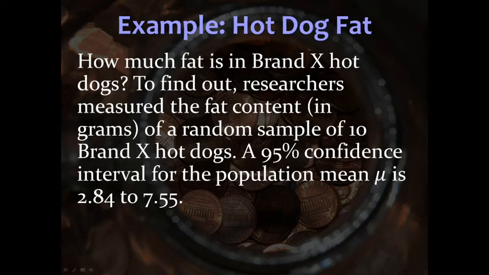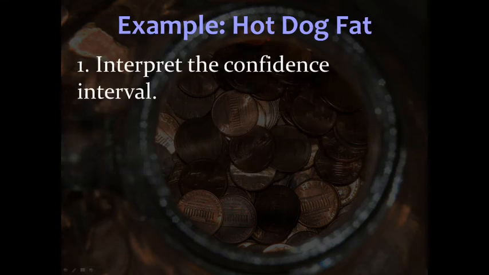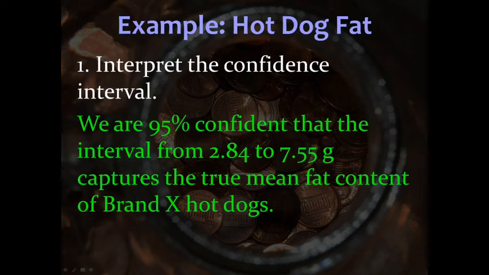So an example based on hot dog fat, who doesn't love hot dogs. How much fat is in brand X hot dogs? To find out, researchers measure the fat content in grams of a random sample of 10 brand X hot dogs. A 95% confidence interval for the population mean is between 2.84 and 7.55 grams. So first we're going to interpret the confidence interval. The confidence interval means we are 95% confident that the interval from 2.84 to 7.55 grams of fat captures the true mean fat content of brand X hot dogs.